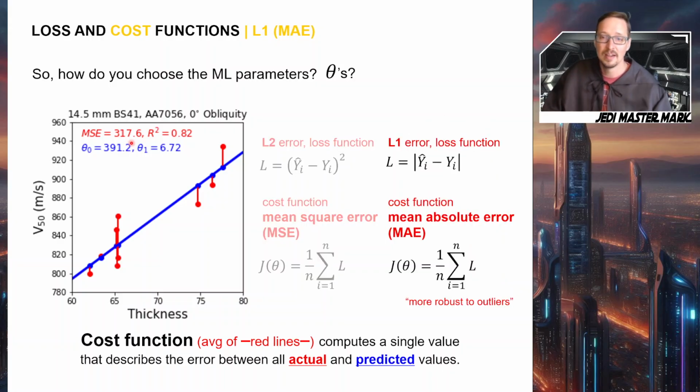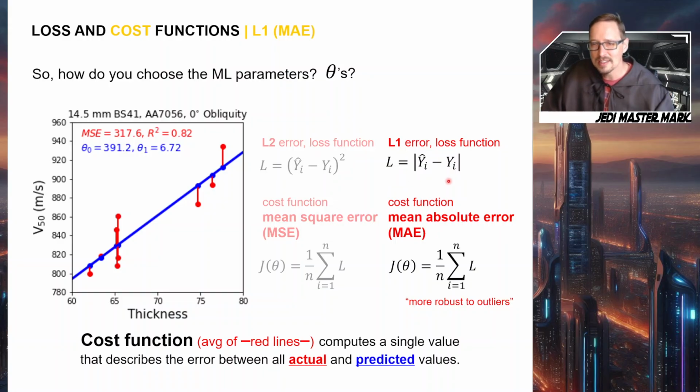Now when I say L2 error, there's an L1 error, there's an L3 error, there's multiple different variants of this. These are the two common ones. The most common and the default for regression problems is going to be the L2 error or L2 loss function. When you look at the L1, this corresponds to the mean absolute error.